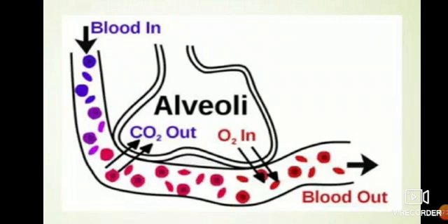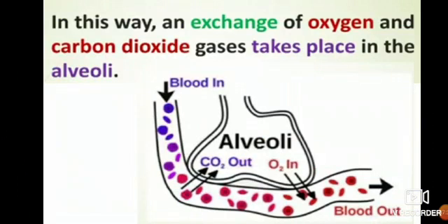So girls, this is the way how exchange of gases takes place in our body with the help of alveoli. So alveoli is also a very important organ in our body for respiration. In this way, an exchange of oxygen and carbon dioxide gases takes place in the alveoli. I hope it is clear to you all, girls.